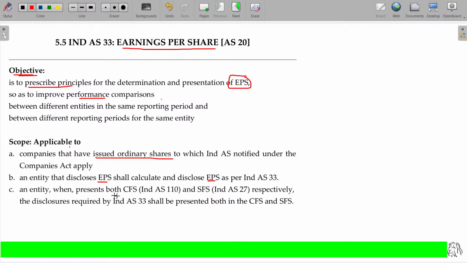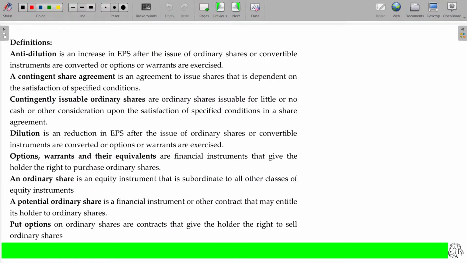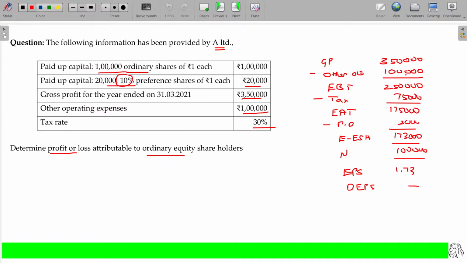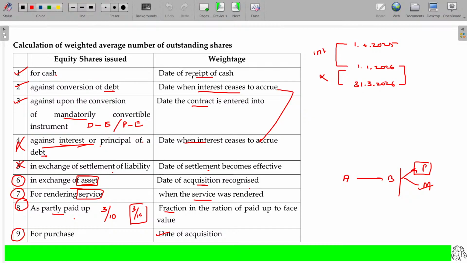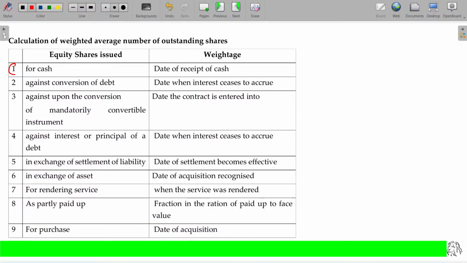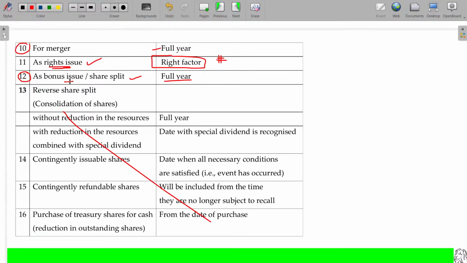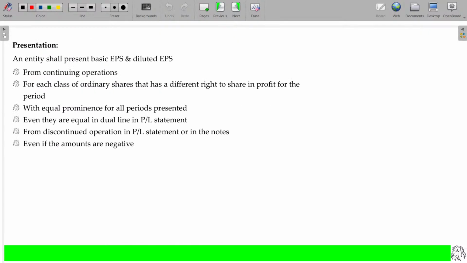An entity that presents both CFS and SFS, consolidated financial statements as well as separate financial statements, should also mention this EPS as per Ind AS 33. Anti-dilution is already explained, contingent share agreements, contingently issued shares, all these things already discussed here and there. And weightage will be given. In the weightage part, you have to understand the cash, conversion of debt or any other convertible thing. And in case of partly paid up shares and purchase cash as well as merger cash, right shares and bonus shares. These things only you have to understand. The rest of the things you don't need to worry about.